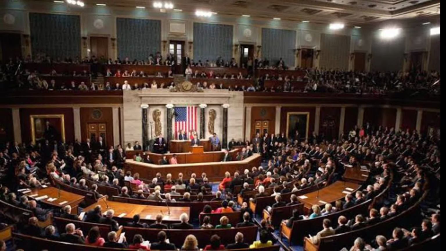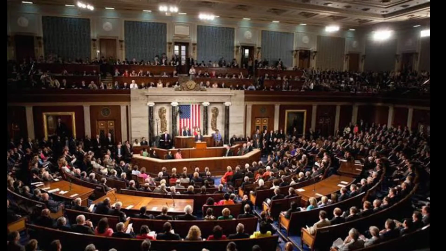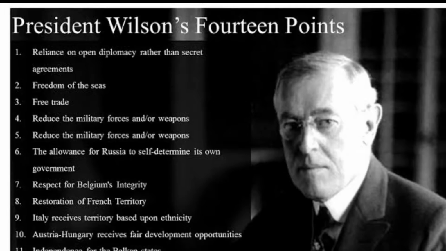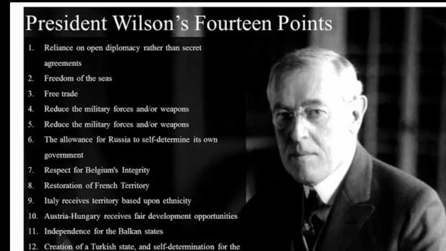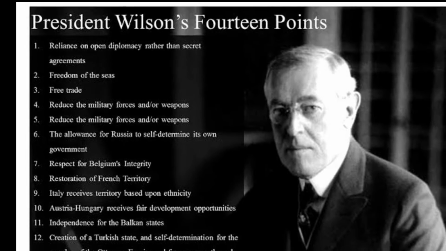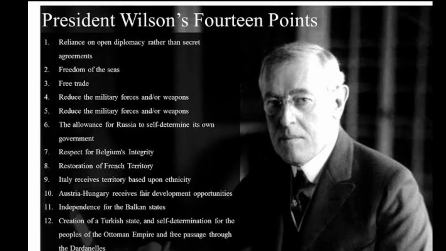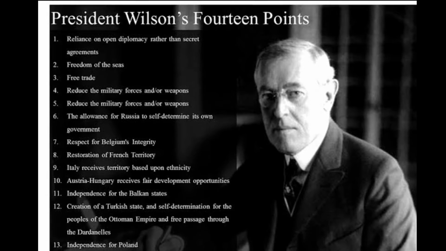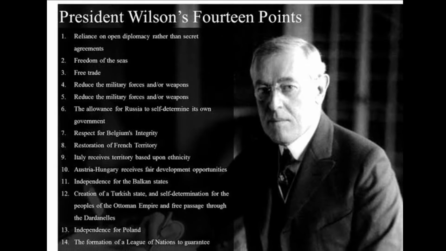Speaking before the U.S. Congress on January 8, 1918, President Woodrow Wilson enumerated the last of his 14 points, which called for a General Association of Nations, formed under specific covenants to afford mutual guarantees of political independence and territorial integrity to great and small states alike. Many of Wilson's previous points would require regulation or enforcement.